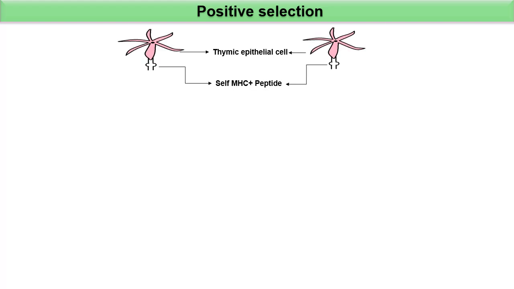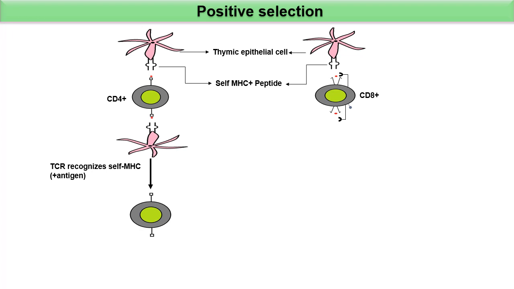Positive selection takes place in the cortical region of the thymus and involves the interaction of immature thymocytes with cortical epithelial cells. This is the thymic epithelial cell with self-MHC plus self-peptides. Positive selection selects only those double positive thymocytes that express T-cell receptor which binds with self-MHC plus self-peptide complex with low affinity. That is, they become self-MHC restricted, meaning they will not fight with our own MHC, our own self-peptide.